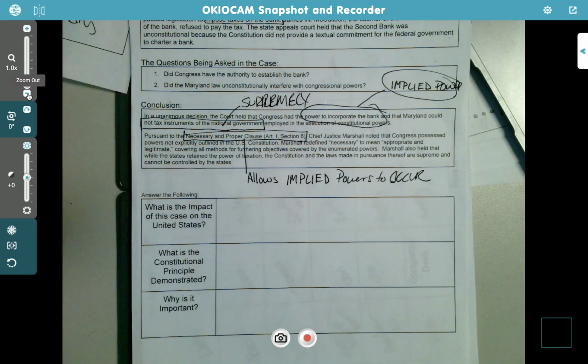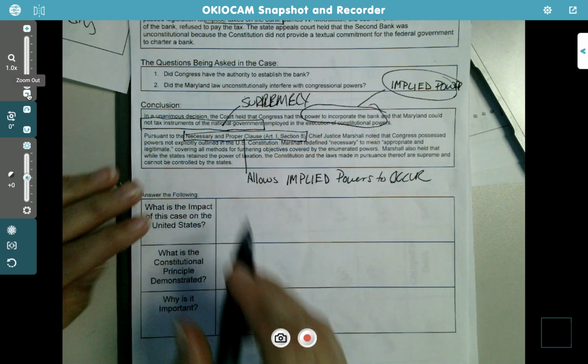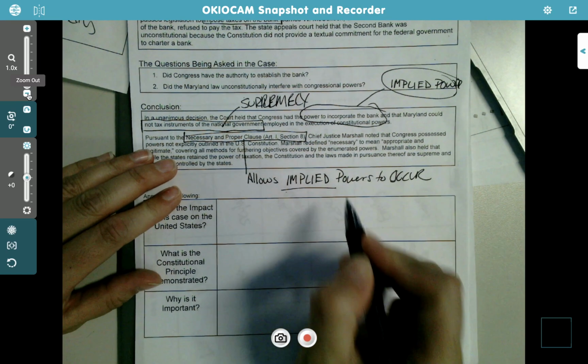So, when we're talking about McCulloch versus Maryland, it's about whether the U.S. government has the right to charter a bank. Does it? Yes. It is also about whether Maryland has the right to tax the federal government. Does it? No, it does not have the right to tax the federal government because of what clause? Supremacy clause. Perfect. Now, the United States government can create a bank because of what clause? Necessary and proper allows implied powers to occur.